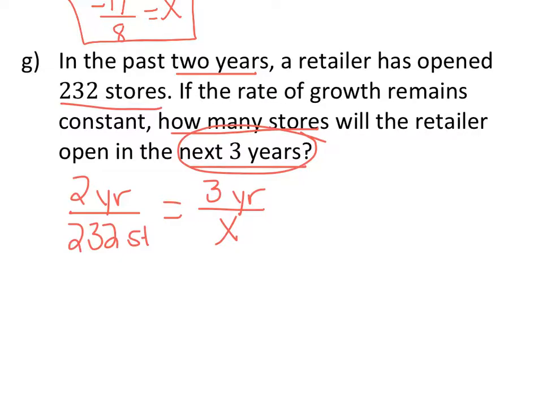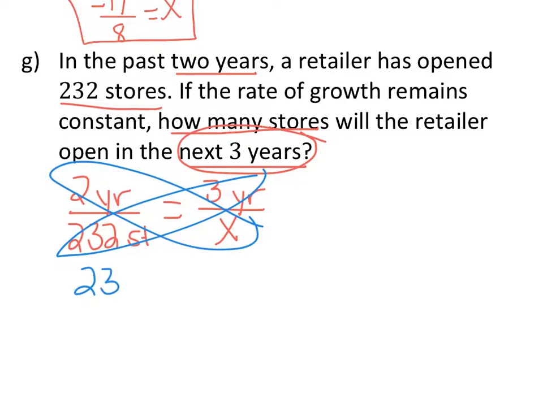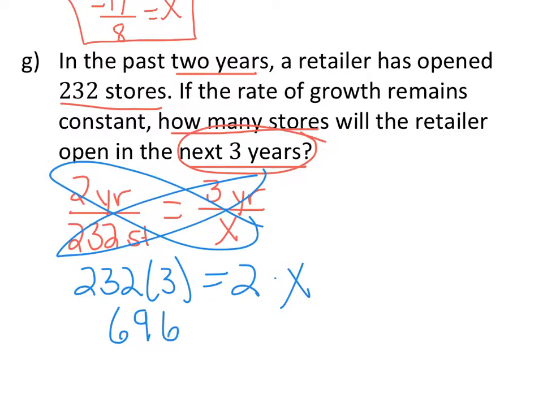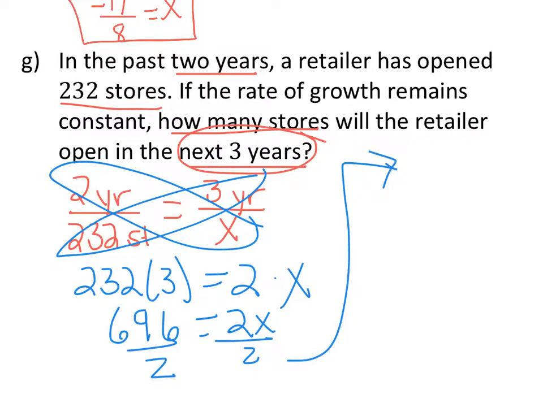Let's go ahead and cross multiply. 232 times 3 equals 2 times x. 696 equals 2x. Divide both sides by 2. And I get 348 equals x. So 348 stores.